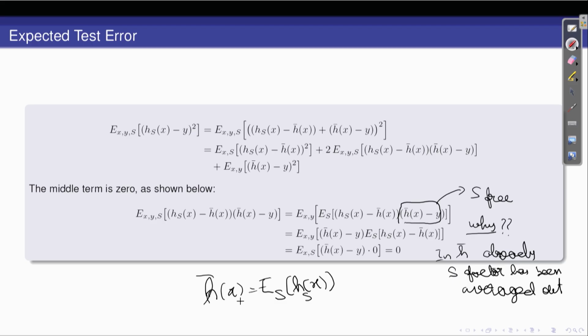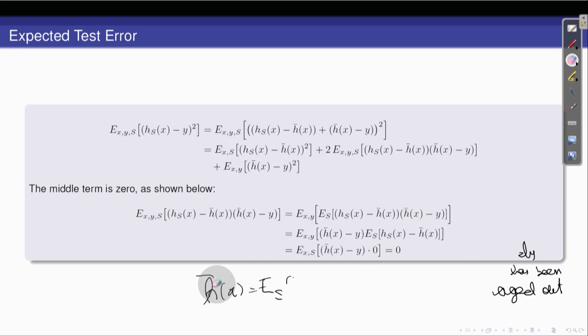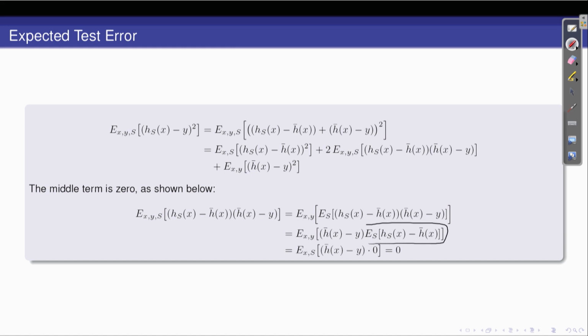So in h bar, no s is involved, and y is of course y, it just comes from the population. So this is why this term comes out of the bracket. This term comes out of the bracket. Now that this term has come out of the bracket, what you are doing is looking at this.